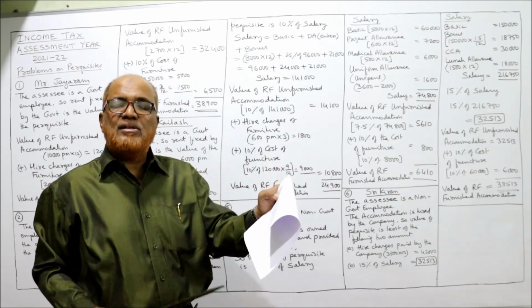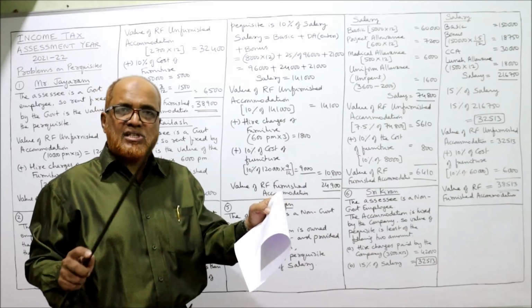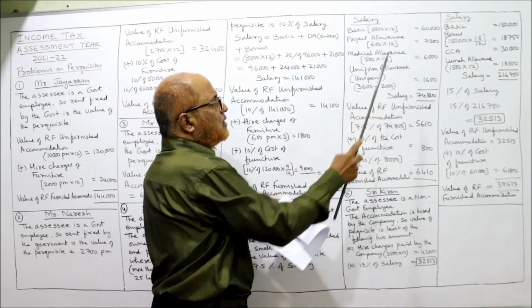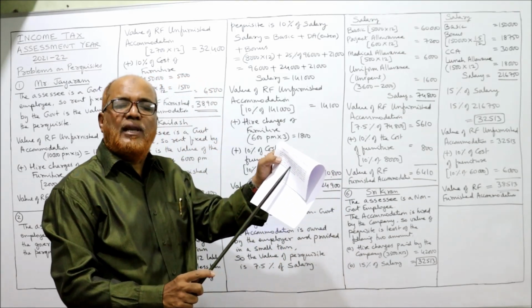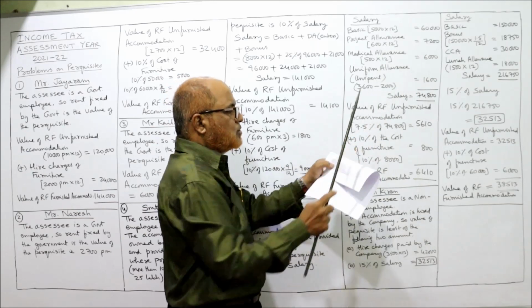Then project allowance is fully included, fully taxable. We should take the project allowance 600 per month into 12. Medical allowance is fully taxable. We should take 500 per month into 12, 6,000.